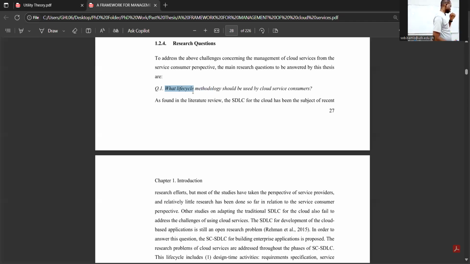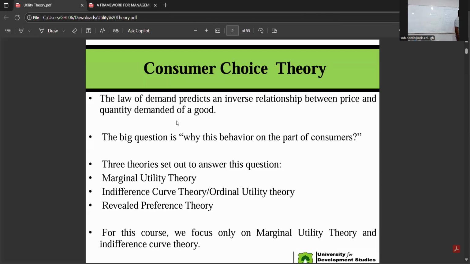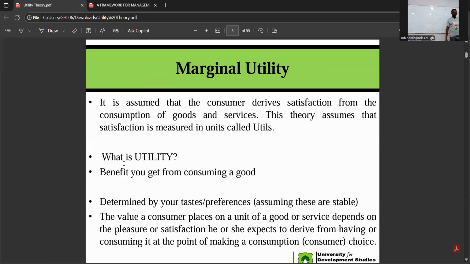What is utility? We have said that utility is the satisfaction that we derive from the consumption of goods and what? Goods and services. Now we have what we call marginal utility. The additional satisfaction that we derive from consuming an additional unit of a product is what we call what? Marginal utility.